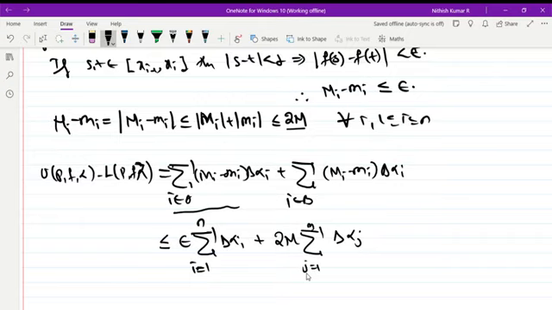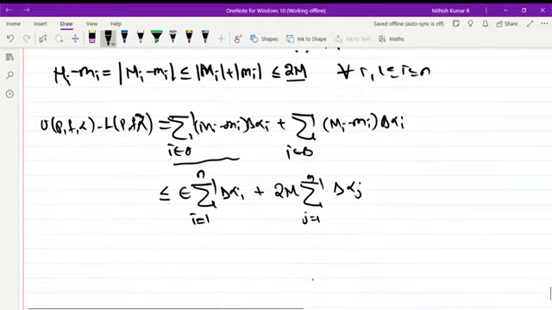Because observe that here i varies over B, and B has indices from some indices between 1 and n. Okay, now so we are taking the summation as j equal to 1 to n of delta alpha j.